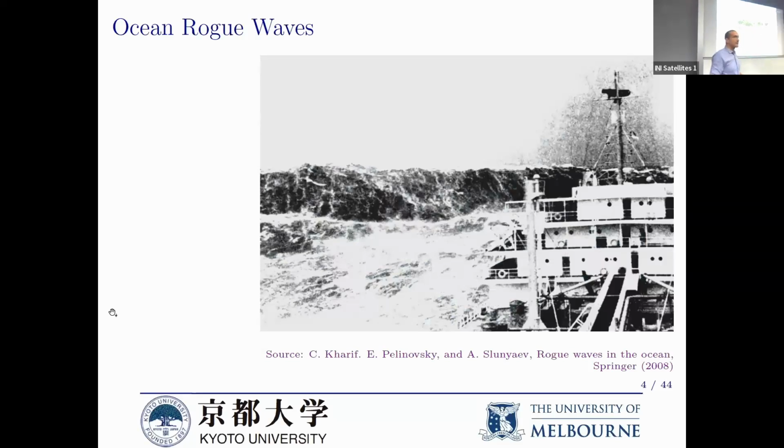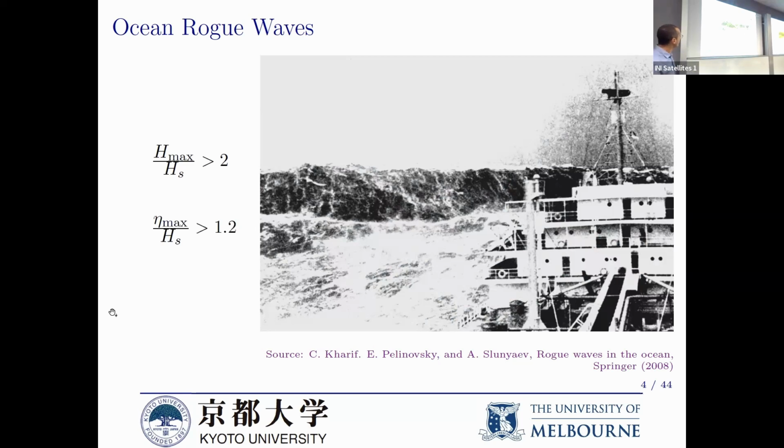The topic of rogue waves is of significant importance for ocean engineers, for different reasons, because these rogue waves impact ships and marine structures, etc. Oceanographers define an extreme wave to be a rogue wave if its height exceeds twice the significant wave height. The significant wave height is defined for a Gaussian sea to be 4 times the standard deviation. There's also another notation, where they define the rogue wave as a function of the maximal crest height, and the crest height should exceed 1.2 times the significant wave height.